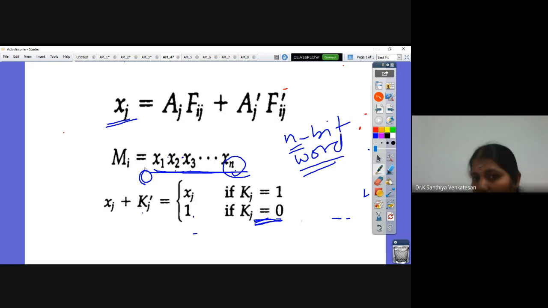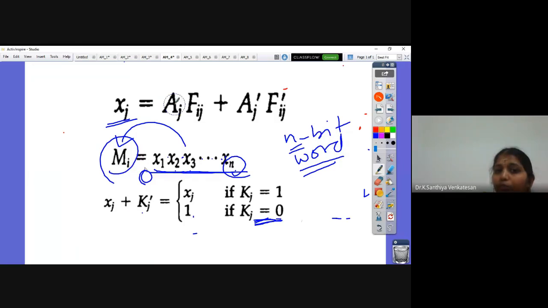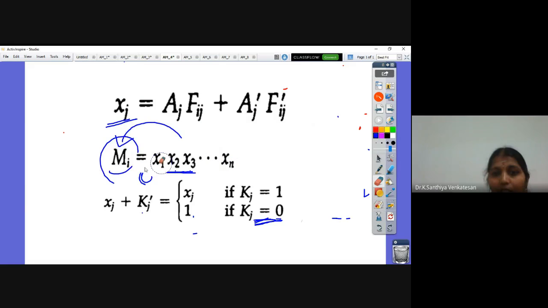I need to do the AND operation. If all the bits are 1, then my match register will be set to 1. That is, Mi will be equal to 1. Is it clear? So for this only, we are going to draw the logic diagram. For this particular thing only, we are going to draw a logic diagram. Okay, I'll show you that.